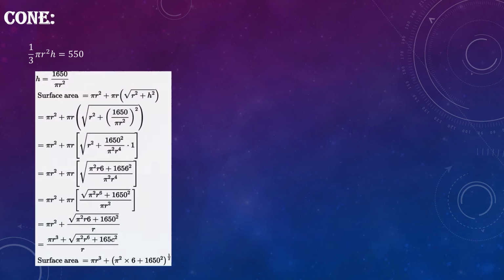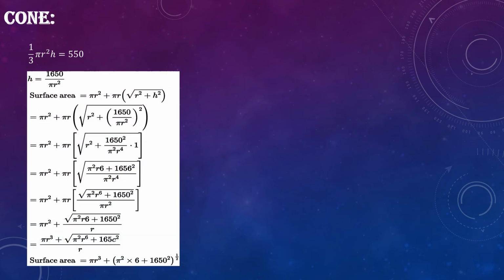Now we'll do the cone. So given the cone volume is pi r squared h over 3 equals to 550 centimeter cube. So we'll make the height formula, which is h equals to 1650 over pi r squared. So given the surface area of the cone is pi r squared plus pi r s, which is the slanted height, which is equal to the hypotenuse of the base of the radius and the height.